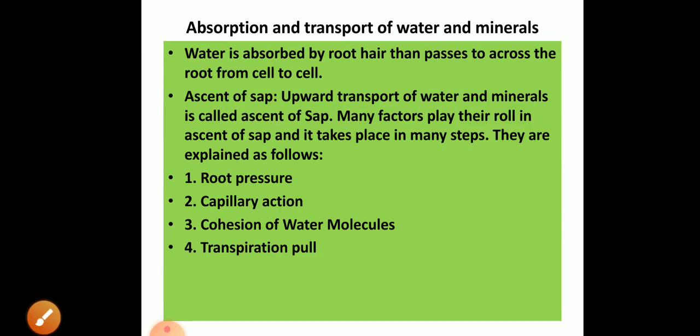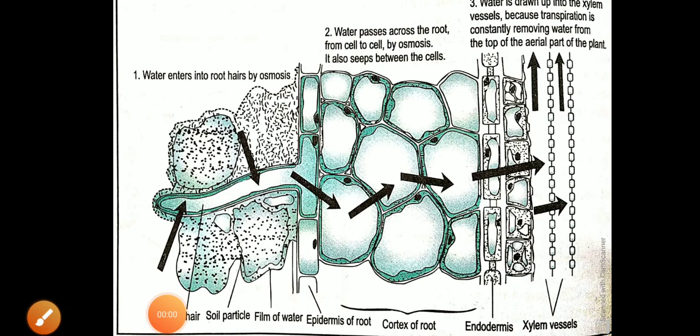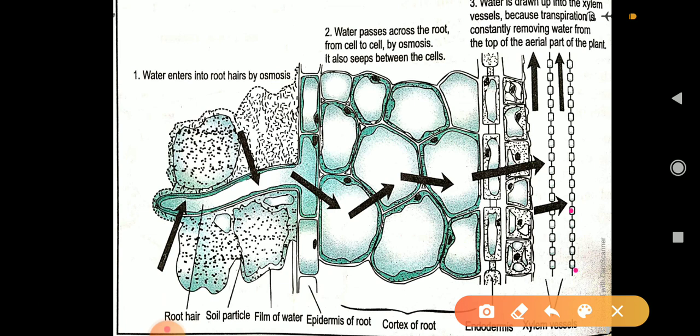Now next, absorption and transport of water and minerals. Water is absorbed by root hair, then it passes across the root from cell to cell. Now I can explain it with the help of this diagram. This diagram shows the passage of water from the soil to xylem. Now see, these are the xylem vessels here, and these are the soil particles, and these are the epidermal cells, and this portion is cortex, and this is endodermis. Then next are the xylem vessels.